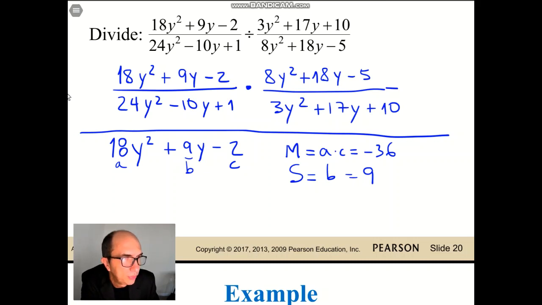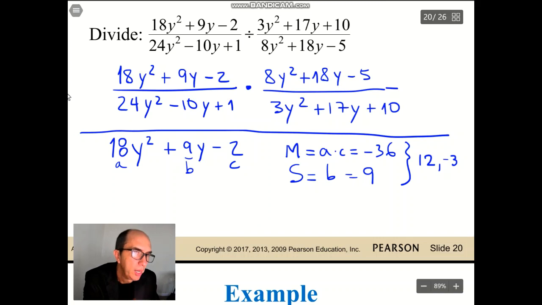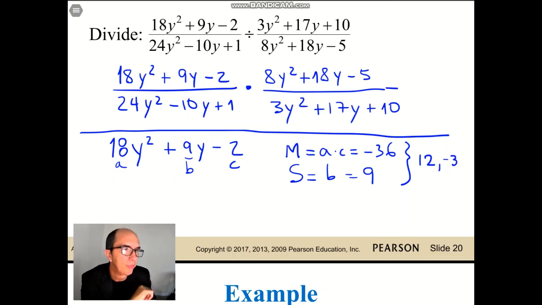We can guess a few numbers, but I think the pair of numbers that is going to help us is 12 and negative 3. Because if you multiply negative 3 by 12, you get negative 36, and 12 minus 3 is 9. The way you do this kind of thing is by guessing numbers, trying, and then you find a pair.